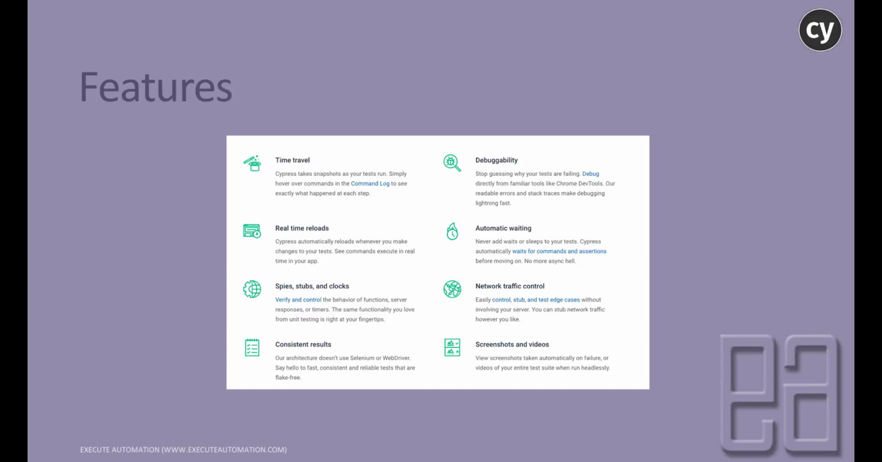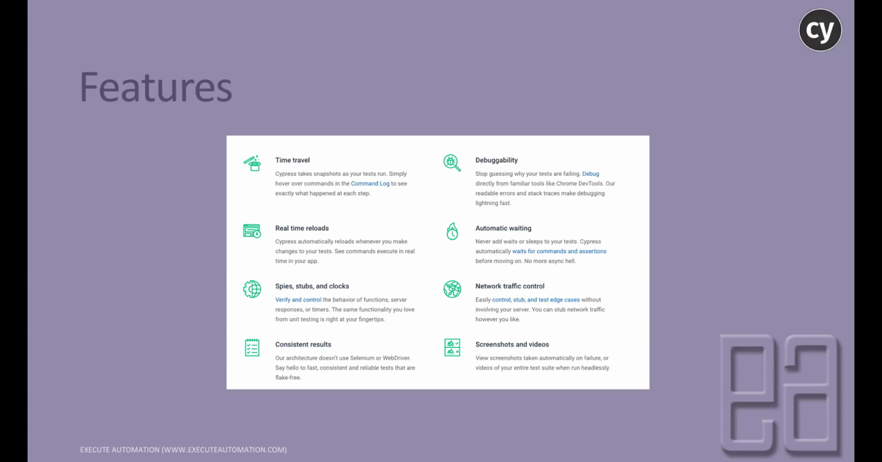So the features other than what we discussed is like it time travels. You can see that it automatically takes a snapshot of your test, and you can just hover your mouse and it automatically shows what happened during the test execution. That's really cool. And it is real-time loading, so you can see that in your browser. Automatically the application opens in your browser and then it just runs the test, which is really cool. And there is something called spies, stubs, and clocks. I have never used this functionality yet. I guess it's for unit testing, but this is going to be really cool as well. We'll be discussing that.